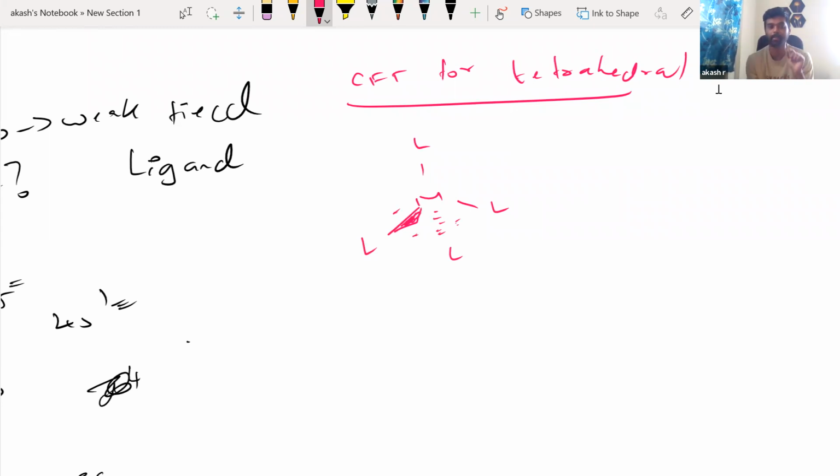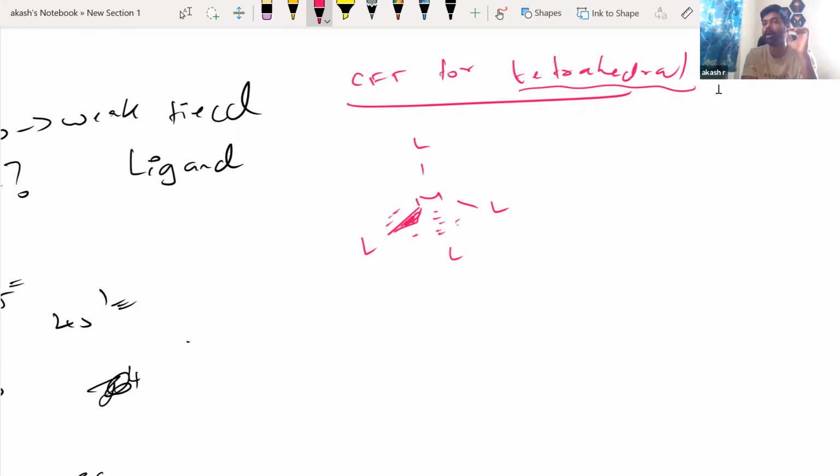The wedge is representing that the bond is coming towards you, and the dash is representing that the bond is going away from you, that is behind the screen. This wedge represents that the bond is coming outside of the screen. Now, if you actually check properly, what is the direction of ligand approach for a tetrahedral complex?